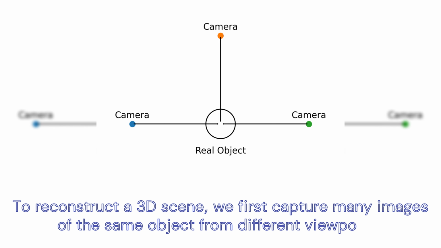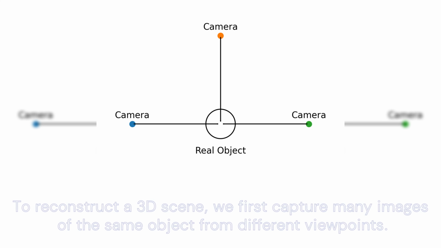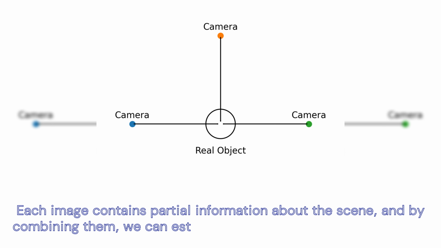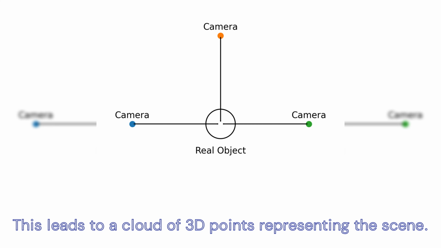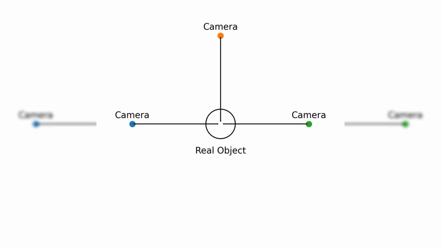To reconstruct a 3D scene, we first capture many images of the same object from different viewpoints. Each image contains partial information about the scene, and by combining them we can estimate where points exist in 3D space. This leads to a cloud of 3D points representing the scene.